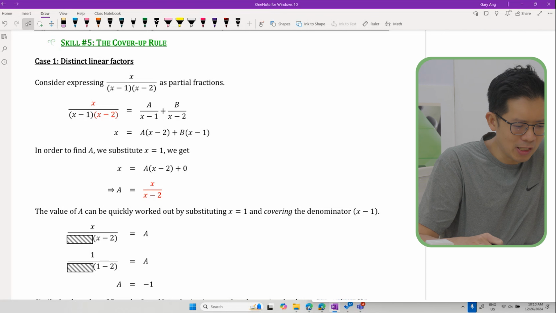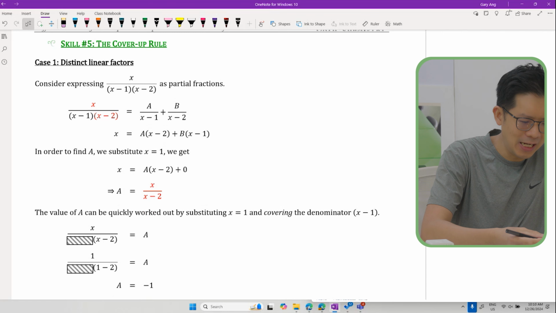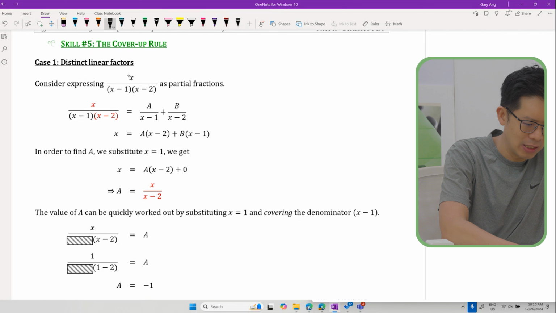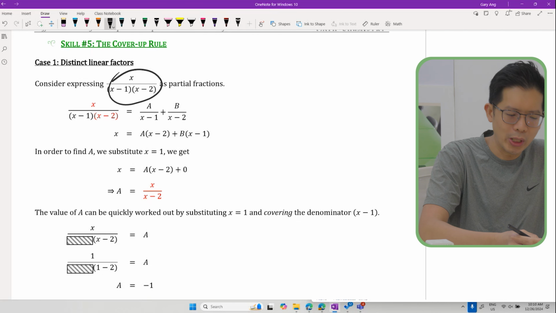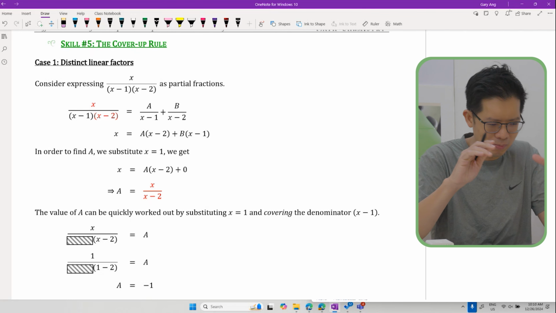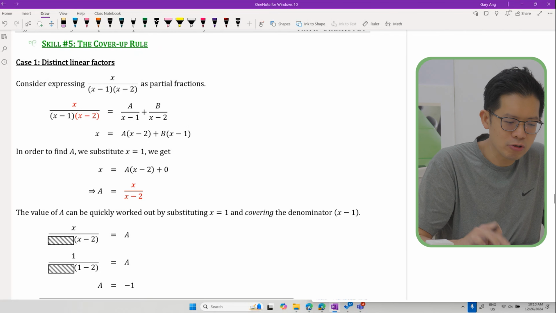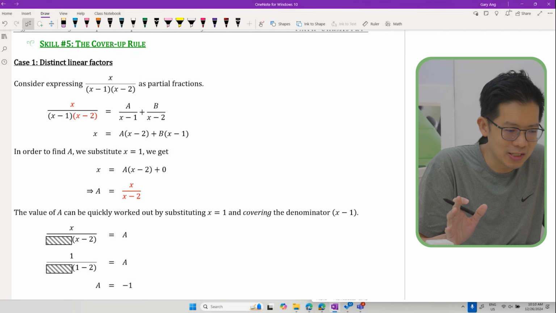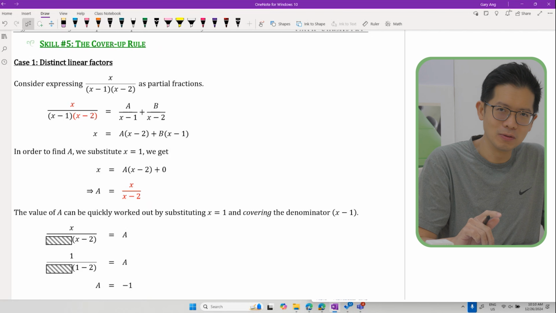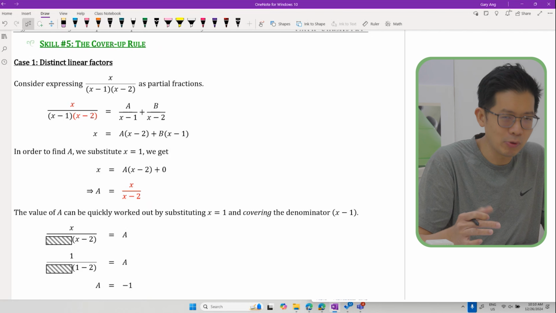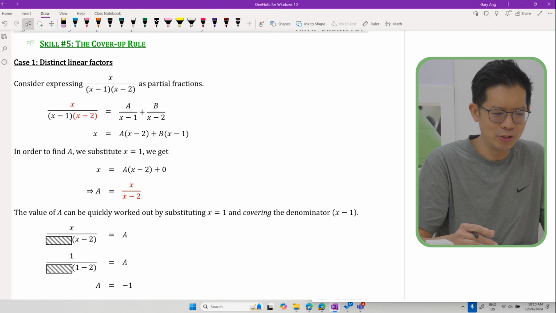So what is this thing called the cover-up rule? Well, the idea behind the cover-up rule is that we can actually solve these partial fraction questions rather quickly. Maybe, just like a magic show, I should show you the magic trick first, and then you decide for yourself whether it's quite interesting. Then we talk about the logic behind the magic.